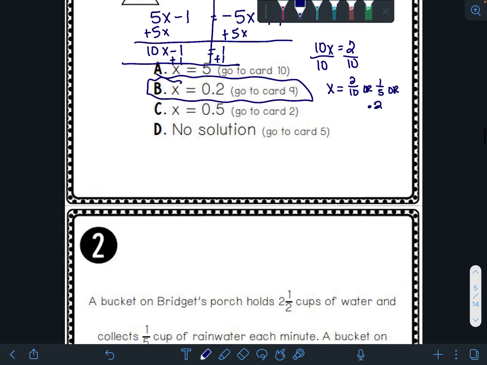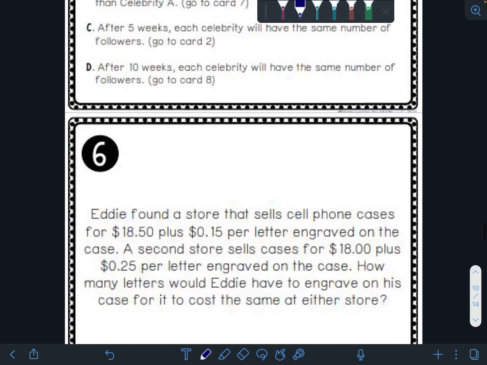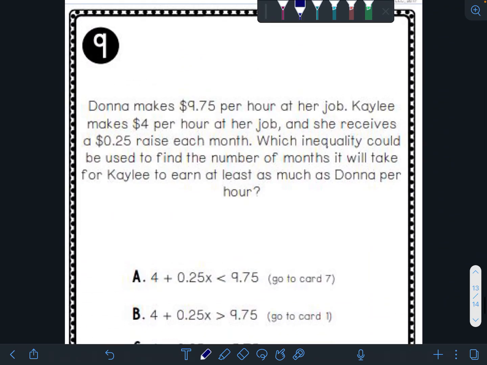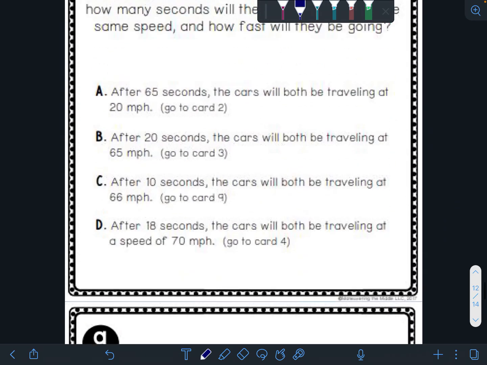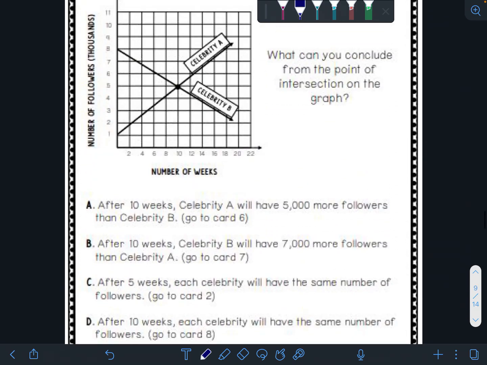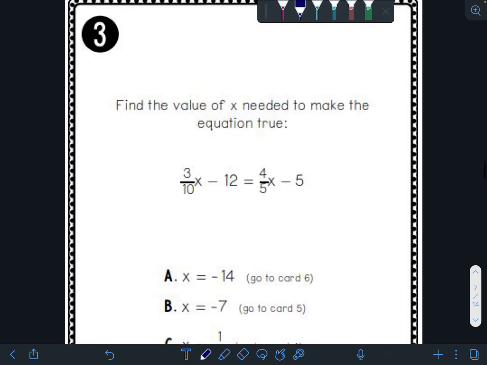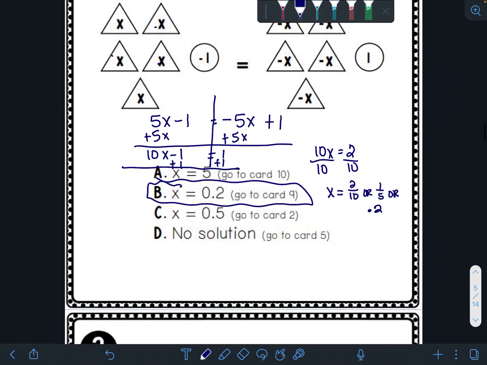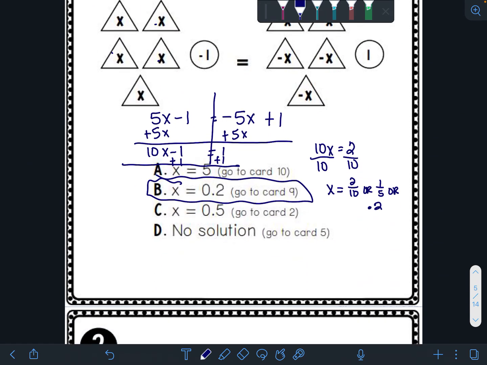So you would go down to card 9, work out card 9, and once you work through all the cards, you should end back up at card 1. You can always check your equation by substituting your answer back in.